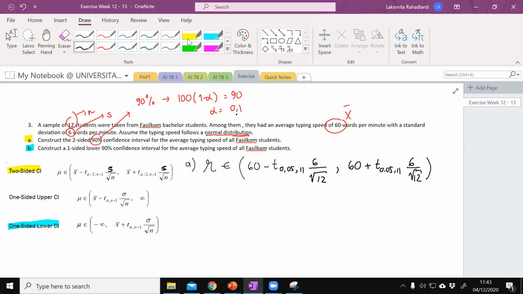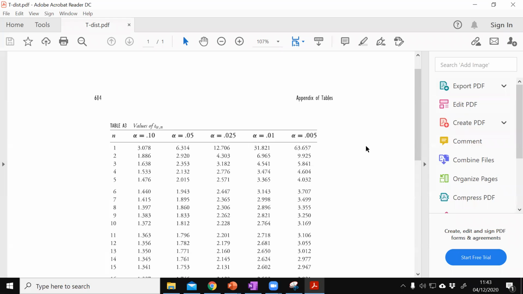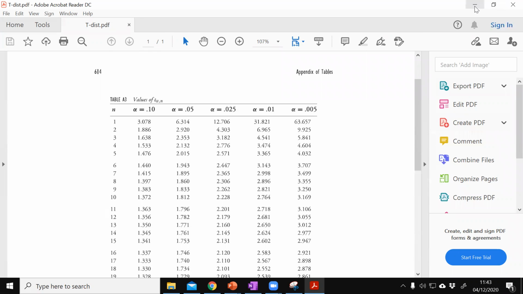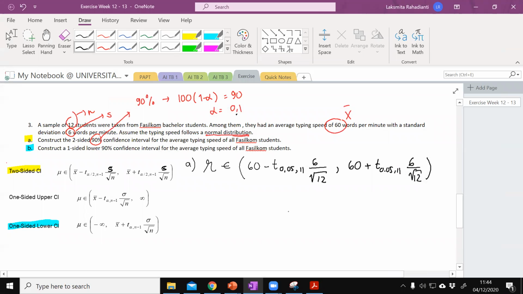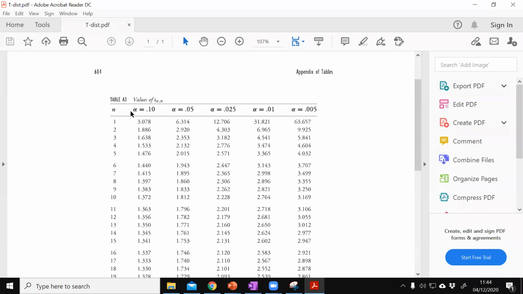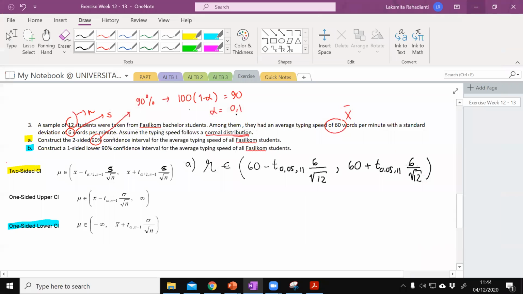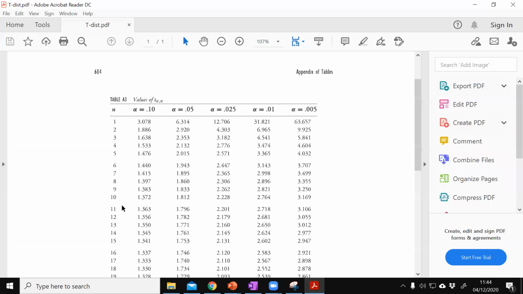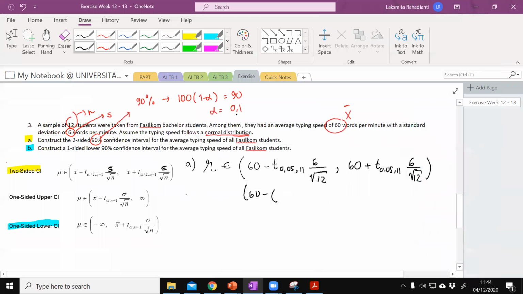Okay, so let me pull up the t table now. Okay, so here is our t table. And just now what we needed to look up was t 0.05 confidence and 11 of our n. So here our n is 11. So it's somewhere here. And our confidence of alpha is 0.05. So 1.796. So here we have 60 minus, sorry, I already forgot it, t 11 at 1.796.